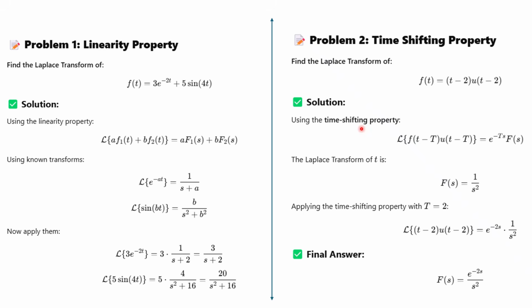Time shifting property: like f(t) equal to t minus T, then u(t minus T). In that case you have to multiply in the frequency domain by e to the power minus Ts. So here T is 2 seconds, right? So 1/s squared for t u(t), and the shift in the frequency domain means multiplying by e to the power minus 2s. Why is it e to the power minus 2s? Because here T is given as 2, so t minus 2 and we multiply. This is the final answer.